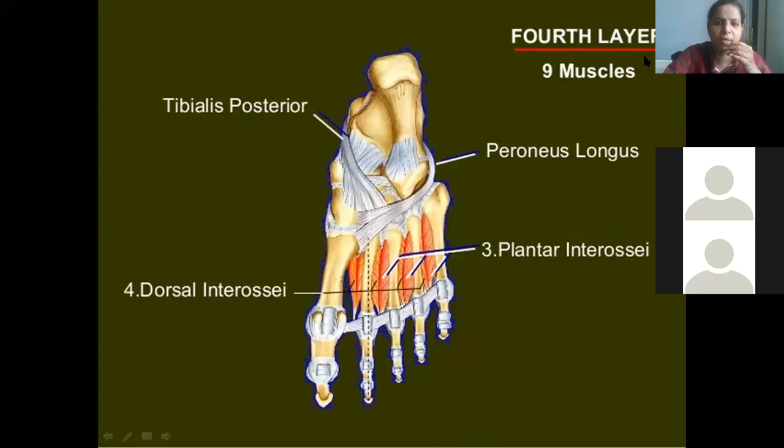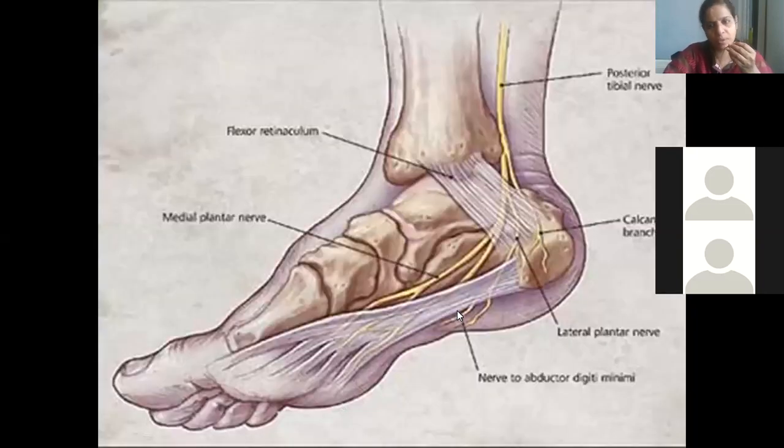Okay, fourth layer. So what are the muscles we have? The interossei, isn't it? From the plantar aspect, we have three plantar interossei. From the dorsal aspect, we have four dorsal interossei. Apart from that, tibialis posterior will be seen entering from the posterior compartment of the leg, and peroneus longus is seen coming from the lateral compartment of the leg. So these are the muscles which we should remember in the fourth layer.